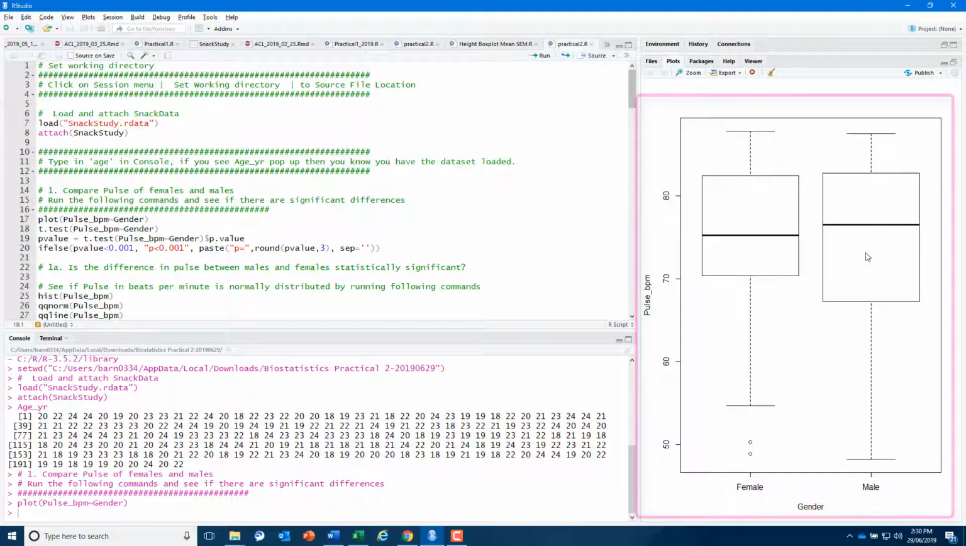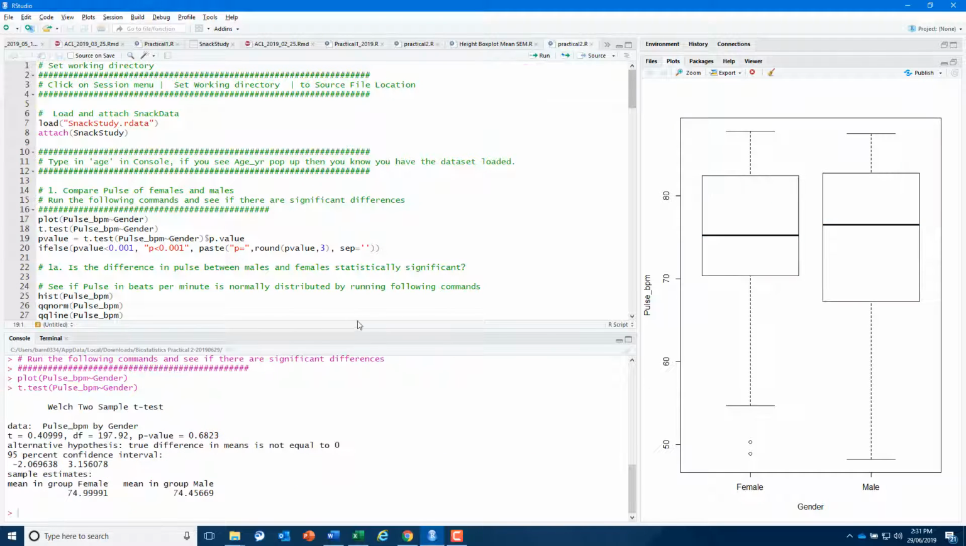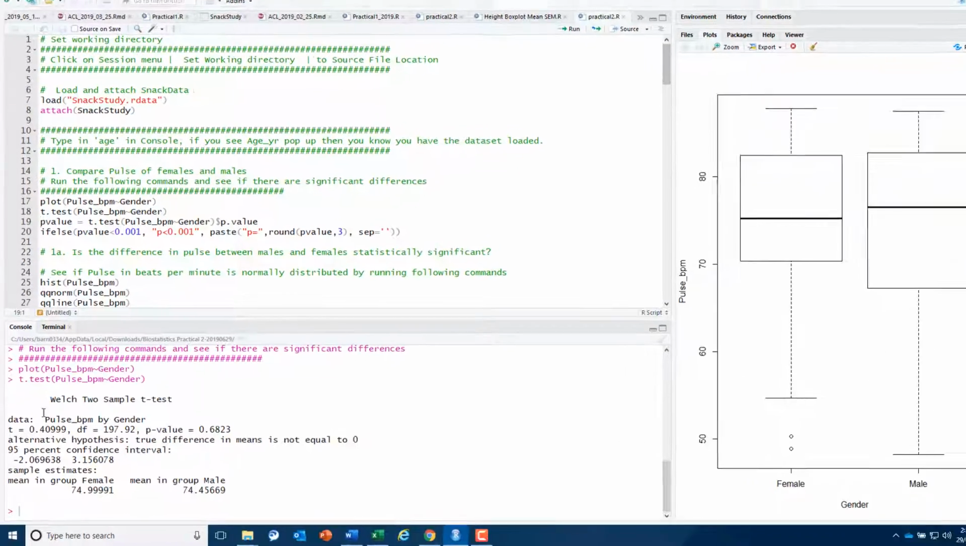You should see on the right-hand side you'll get a box plot that shows females on the left and males on the right. And even just looking at that, the average or the median, as we see those thick blue lines in the middle of our box plot, they look pretty similar. So now let's run our t-test.